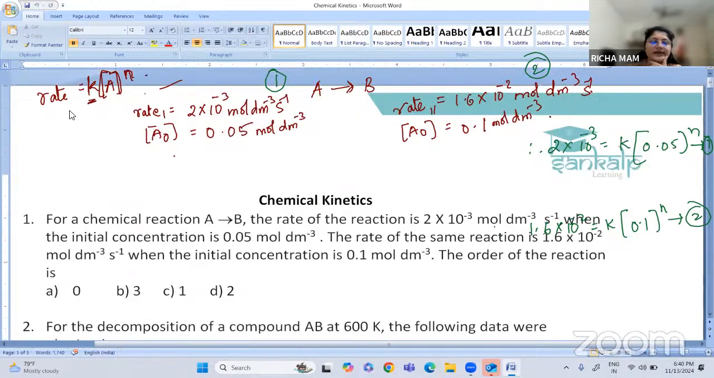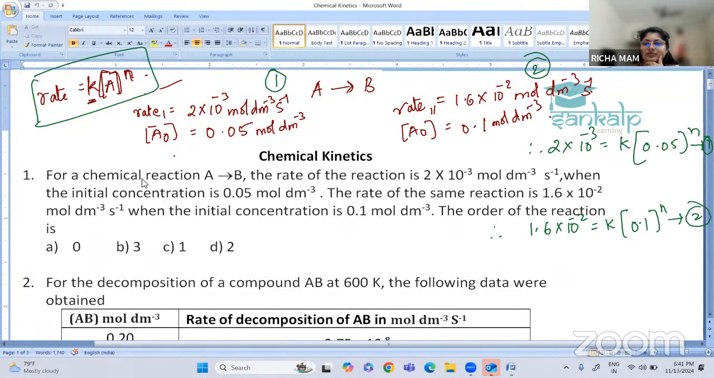The rate equation is given as rate equals K into A raised to N. By applying this rate equation, we have substituted both the equations. So 2 into 10 raised to minus 3 equals K into the initial concentration 0.05 raised to N, which is the first equation, and the second is 1.6 into 10 raised to minus 2 equals K into the concentration 0.1 raised to N. So this is the second equation.